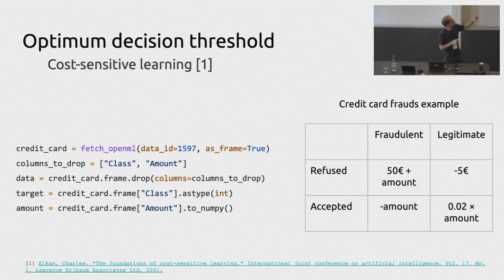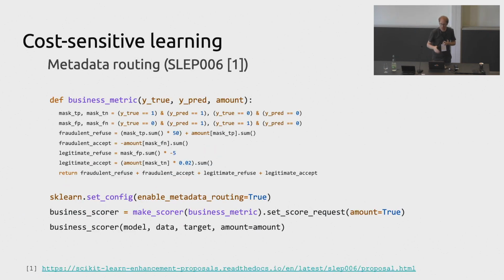What is very important here is that the amount is not a feature of your data. It's an external value, which is neither in X, the features that you want to learn from, nor what you try to predict. So it's some metadata on the side. What scikit-learn did recently is implement metadata routing, which allows passing this metadata to models and scoring methods that can be used to evaluate or drive the fitting of an estimator. And it's exactly what we want here.